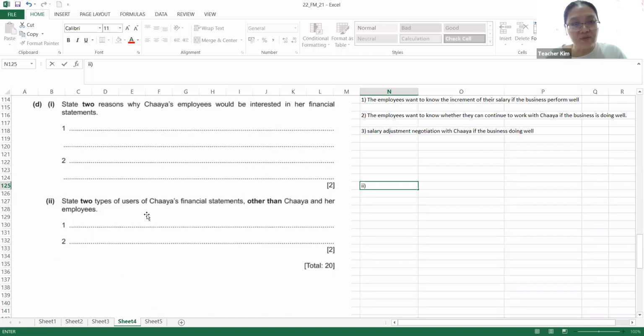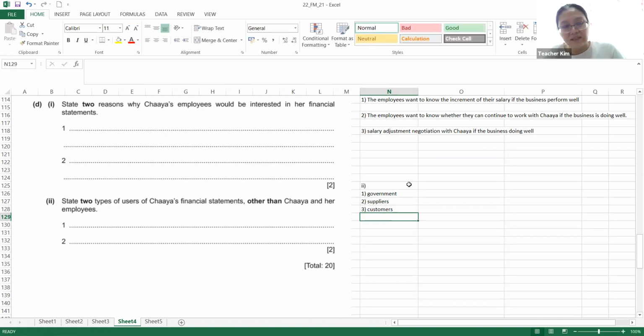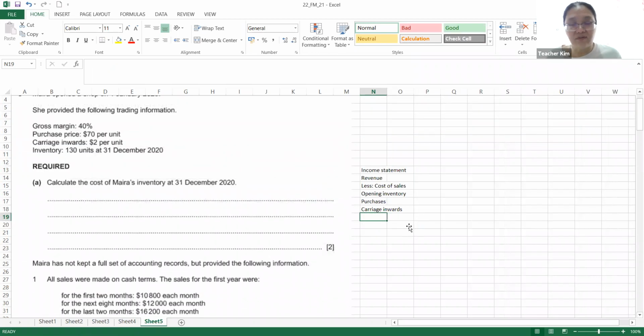So next is number 2. State 2 types of users other than, okay, here I think most of you get it right. Government, and then supplier, and then customer, and then prospect, investor. That means the new partnership or whatever. What else? Banker or lender.